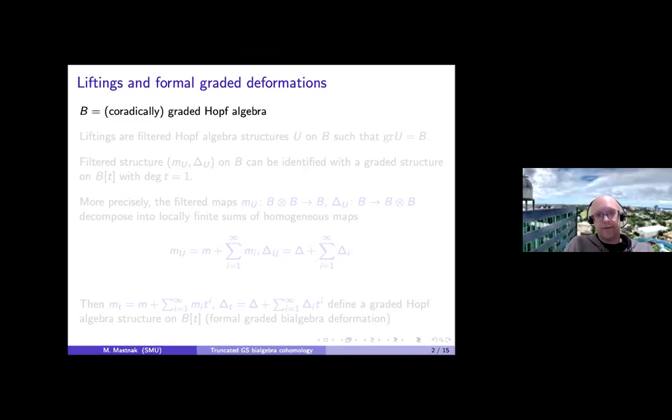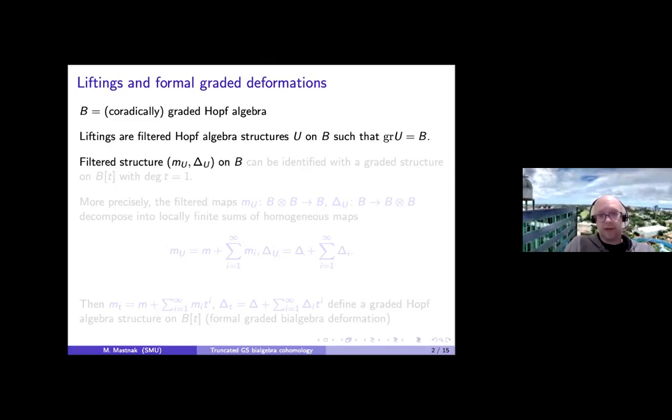Okay, so next is the lifting problem: how would one, starting with this B, some co-radically graded Hopf algebra, well, it doesn't even need to be co-radically graded, just any graded Hopf algebra, and again, by graded, I mean graded by non-negative integers, describe all filtered structures on it, all liftings? By liftings, I mean filtered Hopf algebra structures U on B whose associated graded recovers B. And I give you a deformation theoretic approach to this.